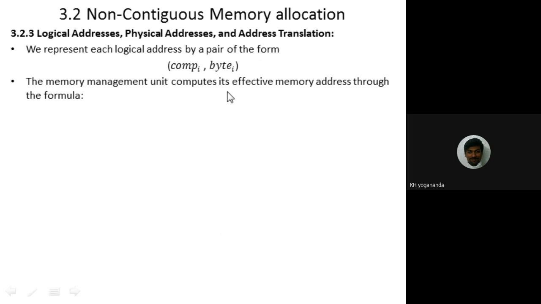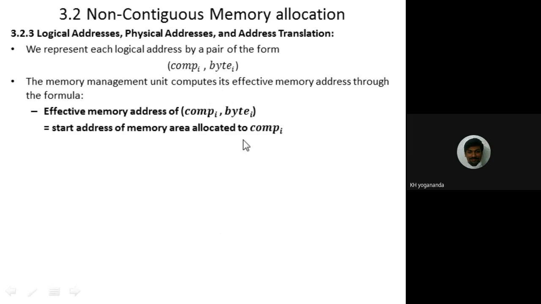The memory management unit computes its effective memory address through a formula, the effective address formula. The effective memory address of (compi, bytei) is equal to the starting address of the memory area allocated to the component, plus the byte number of the byte within the component. That is, the effective memory address of (component i, byte i) equals the starting address of the memory area allocated to component i plus the byte number of byte i within component i.